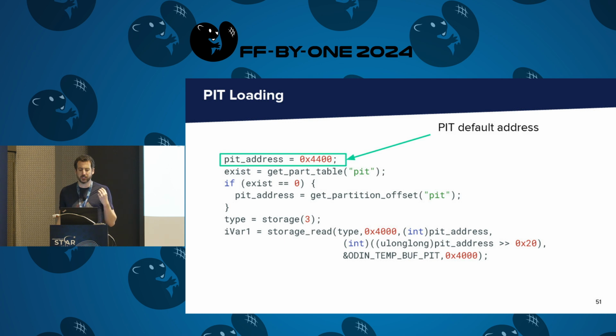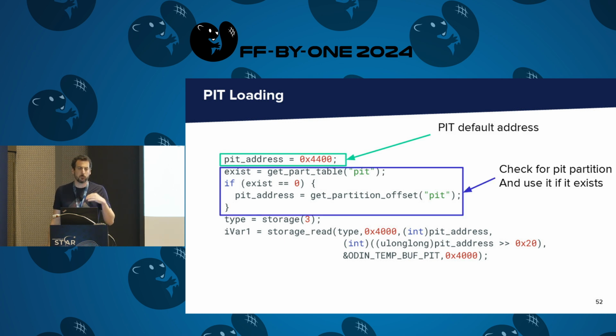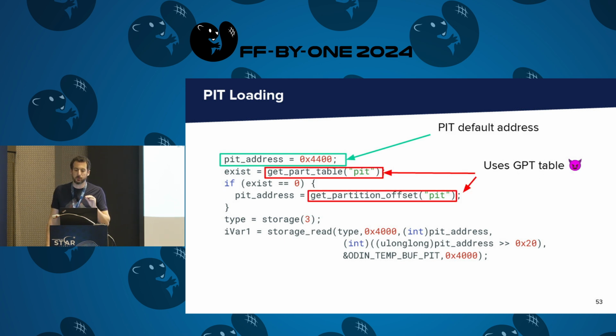But there is also this interesting routine. The system will try to look for a PIT partition, and if there is one, it will read it from there. On all the devices we looked into, there was no such PIT partition. However, it's quite interesting because the code is there anyway, and these two functions rely on the GPT table. And we can actually change this GPT table.